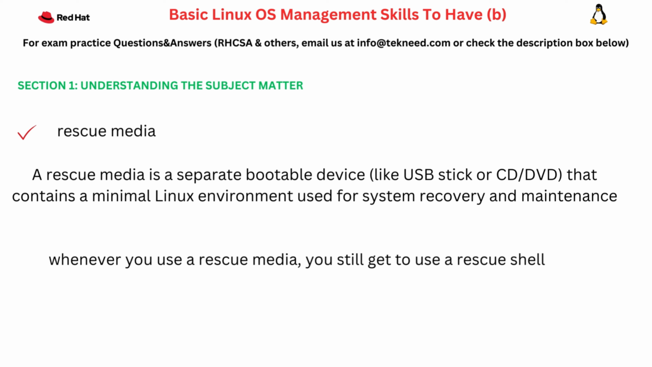So this is how you would normally do it. You would boot your system into the live ISO image, which is the rescue media, and that rescue media would be used as the OS disk, while the damaged OS will be mounted as the data disk. And you should also know that whenever you use a rescue media, it is also going to give you a rescue shell to work with.